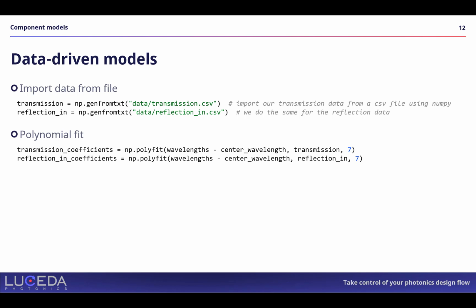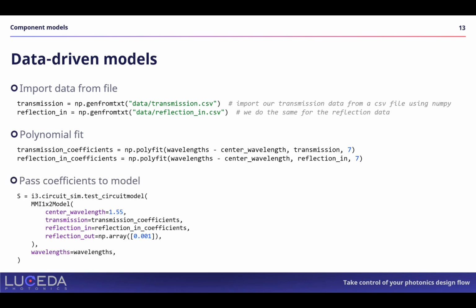By passing our wavelength coordinates and corresponding transmission and reflection values, we obtain a stable fit. Normalizing the data ensures each coefficient contributes equally, improving the robustness of the fit. Here we've opted for a polynomial degree of 7, striking a balance between model size and accuracy. There are many other fitting methods available in Python, so other methods can be used depending on the device that you are trying to model. We then pass these transmission and reflection coefficients to the test circuit model.